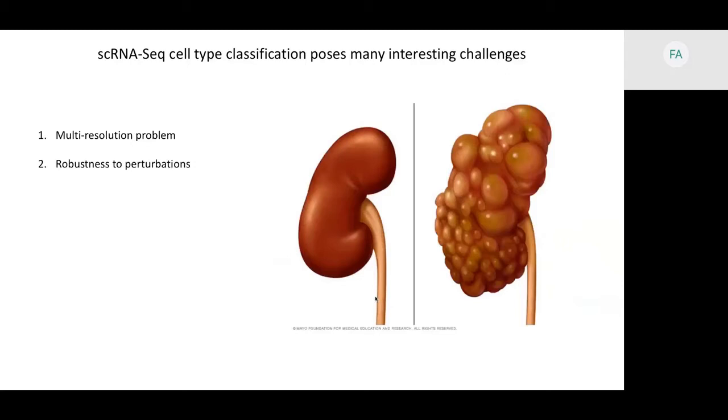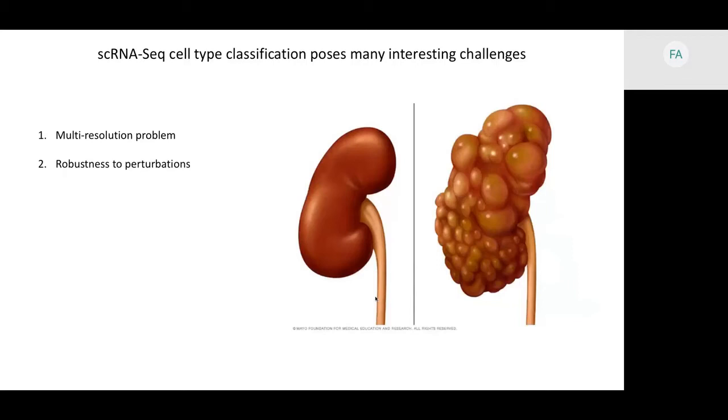Second of all, a cell type classifier is really only useful if you can use it in different contexts. So for example, if you're studying a disease model of kidney, it should be able to identify the cell types also in the disease state. Otherwise, it wouldn't be very useful. The same when you're doing some sort of experimental perturbation, the cell type classifier still needs to be able to recognize the cell types.